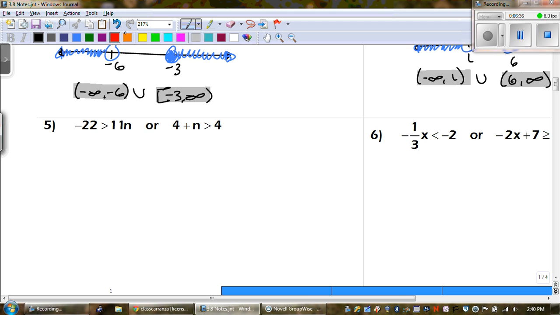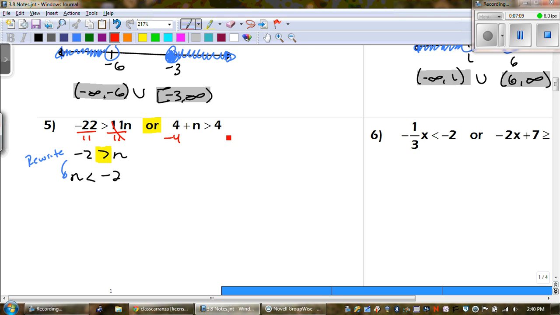Number 5. Once again, key thing, solve each one of these individually. We have to divide by 11 to get the n by itself, and to get -2 is greater than n, okay? And now we need to rewrite this because we want the n first and then the -2. I'm paying attention to who it's pointing to. The inequality is pointing at the n. I'm going to make sure it's pointing at the n.